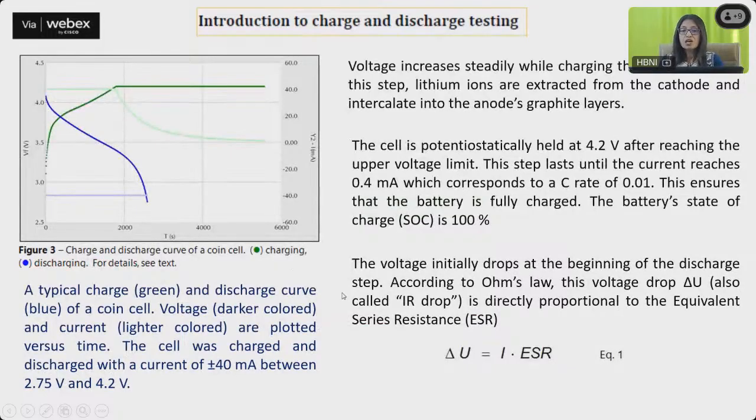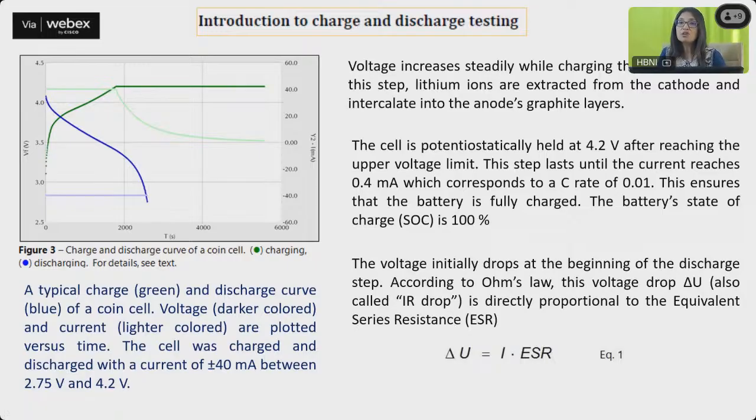Okay. Now, as I said, we will talk about a little charge and discharge testing. You just see over here, this is a typical charge discharge curve of a coin cell. This is the charge, which is given in green. We are charging the battery, and this is the discharge, which is given in blue. When you charge, it looks like this. When you discharge, it is coming down like this. So this is the charge and discharge. Voltage, if you see, increases steadily while charging the battery.